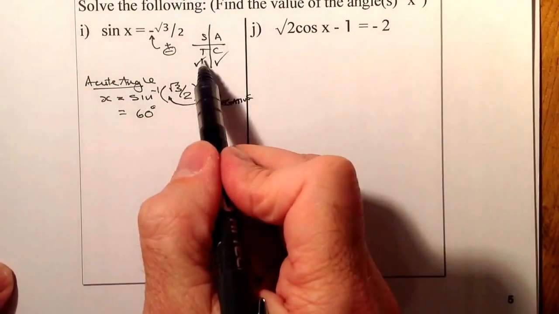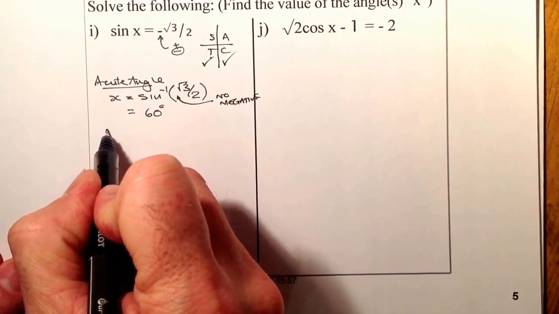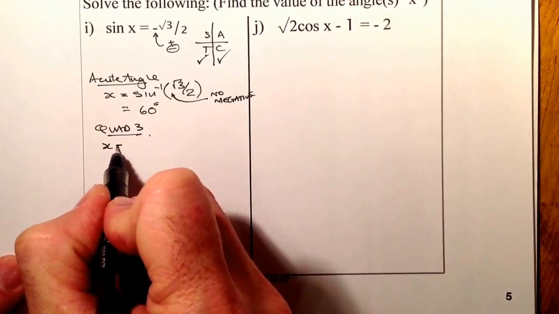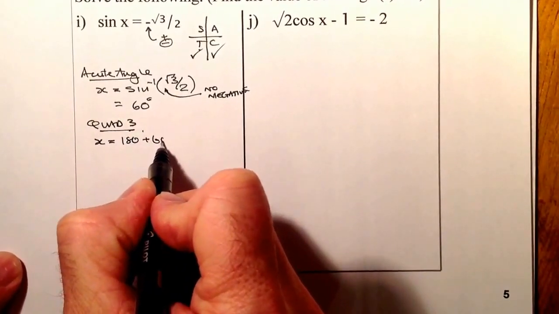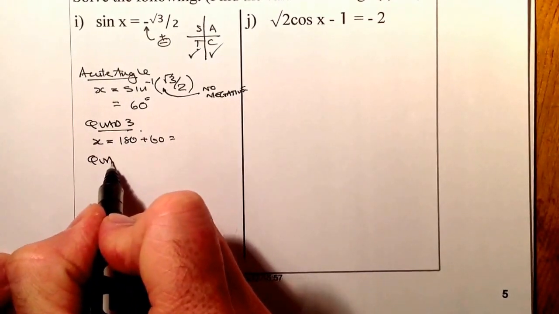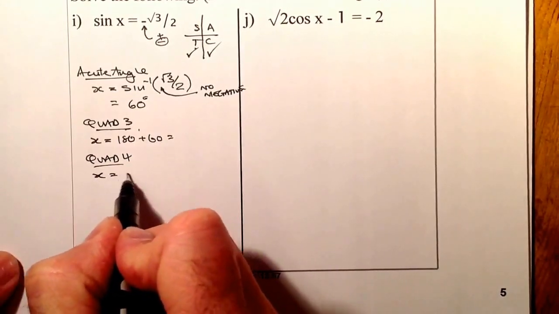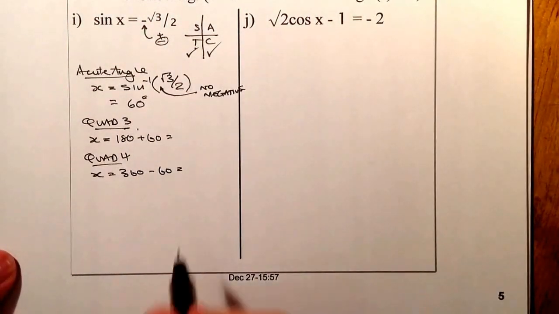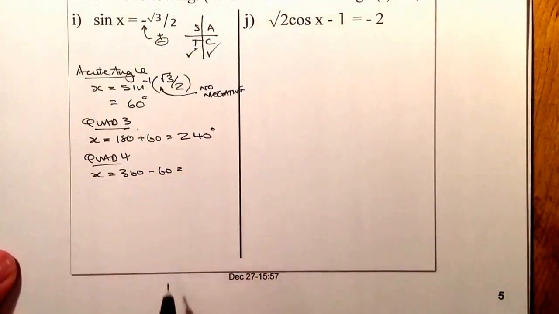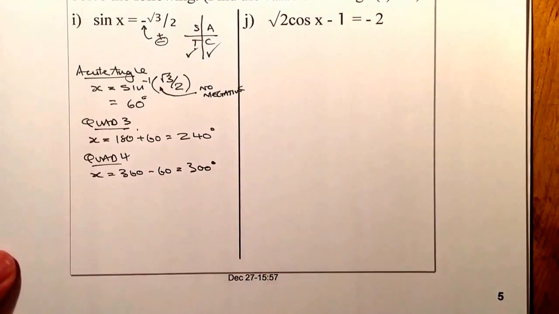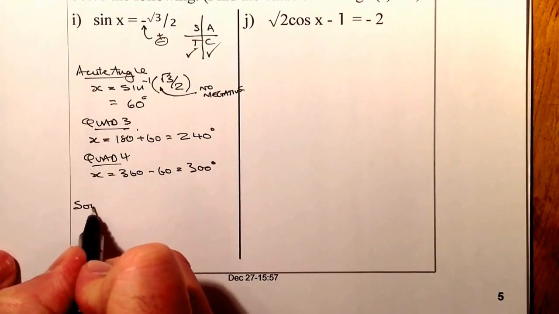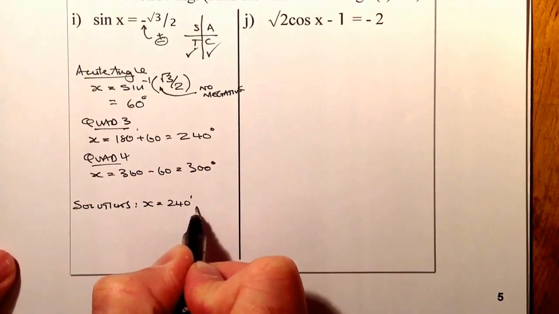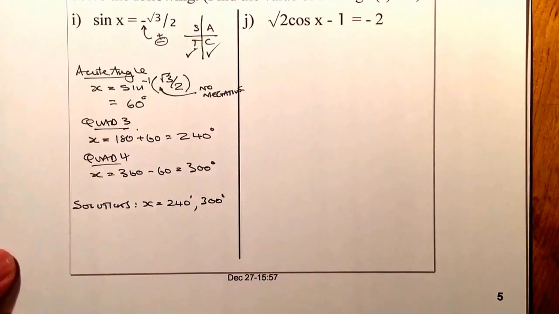Right then, so I'm looking for answers in the third quadrant. So I'll go for quadrant 3. The quadrant 3 answer is going to be x is equal to 180 plus the 60 degrees. And for my quadrant 4 answer, what I'd be interested in is 360 minus 60 to get my solution from there. So in here I've got 240 degrees, and in here I've got 300 degrees. Okay, so my solutions, x is equal to 240 degrees and 300 degrees.